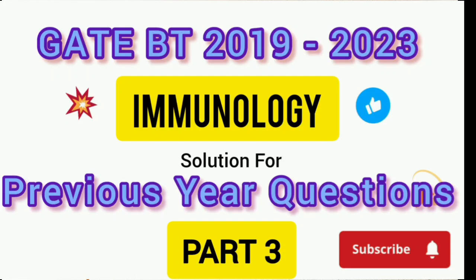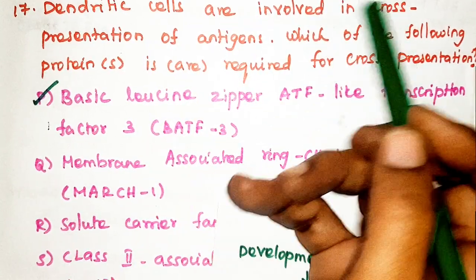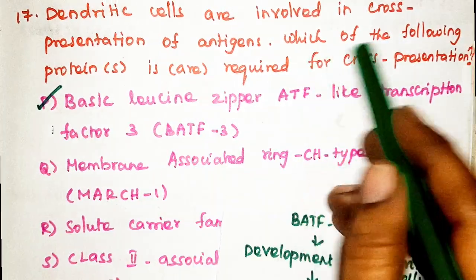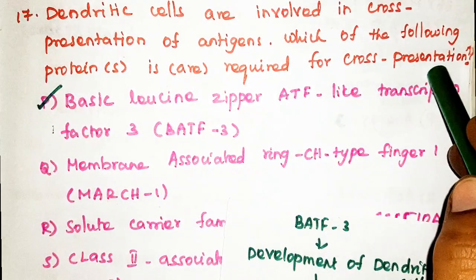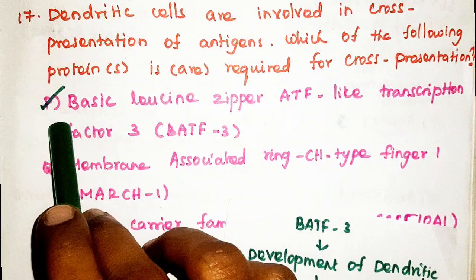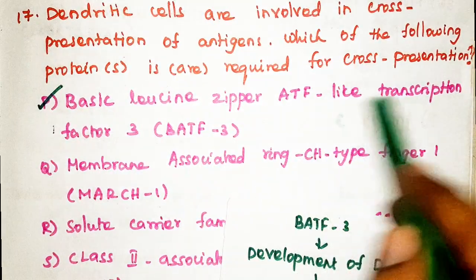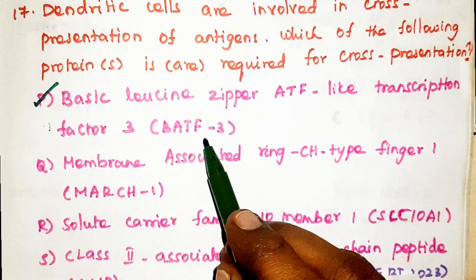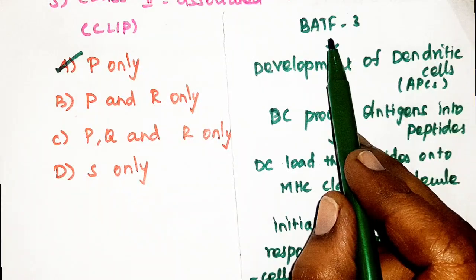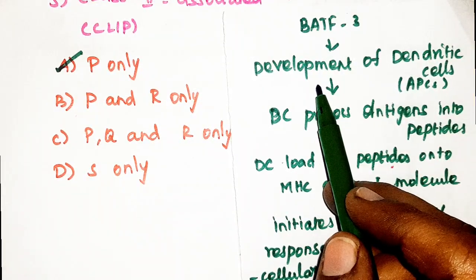In this video, we are going to see previous year GATE Immunology questions. First question is, dendritic cells are involved in cross-presentation of antigens. Which of the following protein or proteins is required for cross-presentation? Okay, so the answer is basic leucine zipper ATF like transcription factor 3. Option A, P only. So the role of BATF3 is required for the development of dendritic cells.